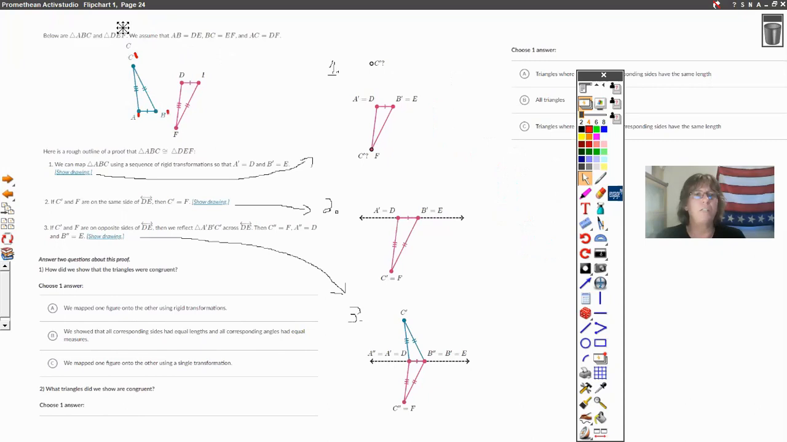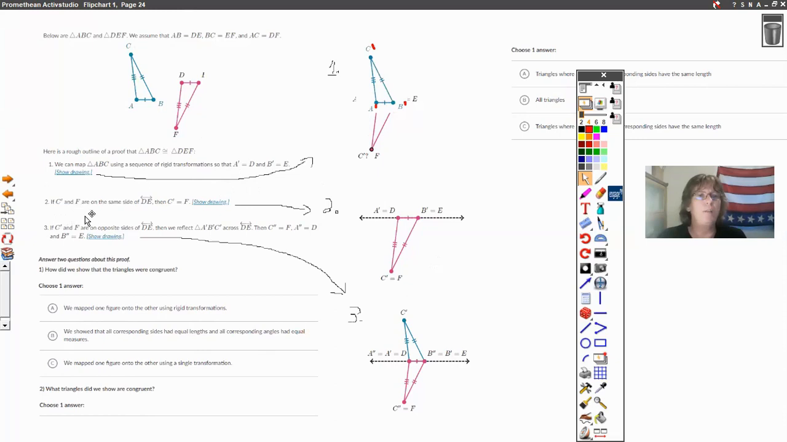So what they did is they said, okay, look, the first thing they did is they used a sequence of rigid transformations. And so look at what happened. They would have slid it over and then they would have slid it up to get it to line up right there, right? And so they get that A prime is equal to D and B prime is equal to E, okay? So that's the first thing that we want you to understand, that that's how they did that, okay? So that's the first thing, using a sequence of rigid transformations.